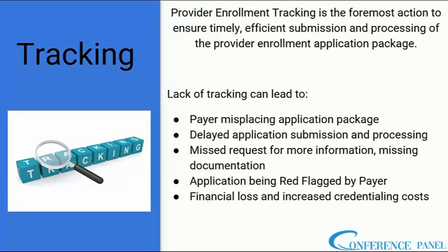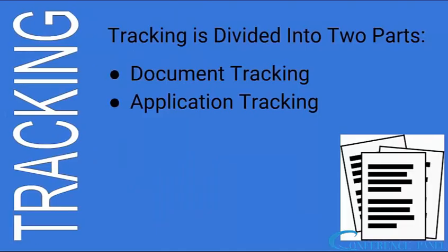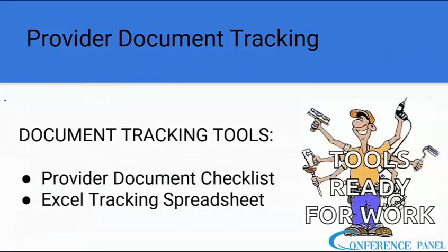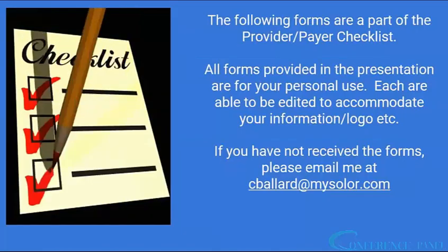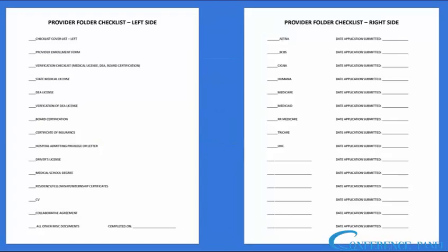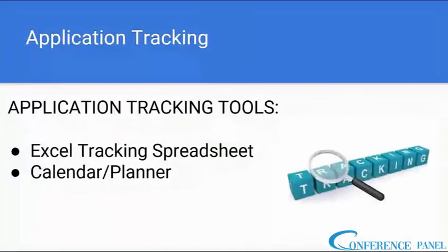Provider enrollment tracking is the foremost action to ensure timely, efficient submission and processing of the provider enrollment package. So tracking is divided into 2 parts. You've got document tracking and application tracking. So here are some of your document tracking tools. The provider document checklist that you're going to provide in your welcome package, and then an Excel or Google spreadsheet tracking spreadsheet. The following forms are available to you. Provider forms for application tracking and document tracking, again, the spreadsheet, and also a calendar or planner.